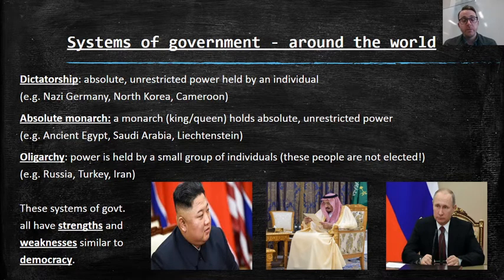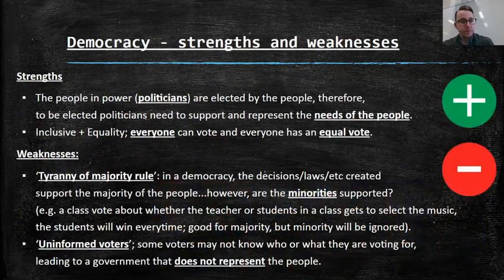So those systems of government all have strengths and weaknesses, similar to democracy. I'm not here to say which one is the best one. I'm just saying that they've all got strengths and weaknesses. Looking at democracy, the strengths of democracy are, in theory, that the people in power, these politicians, these elected representatives, are elected by the people. Therefore, to be elected, politicians need to support and represent the needs of the people. Unless they're lying, which, again, might happen. The only way they're going to be elected is if they do what the people want. So in theory, your government is doing what the majority of the country wants you to do. So that's a good thing. They're representing the needs of the people.